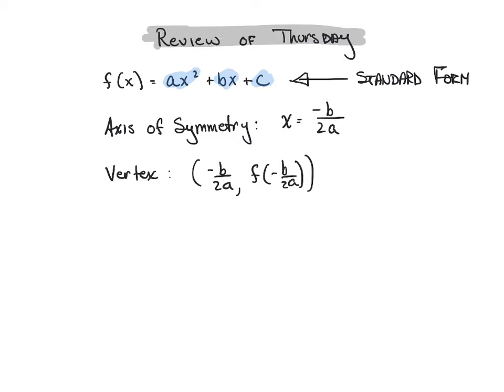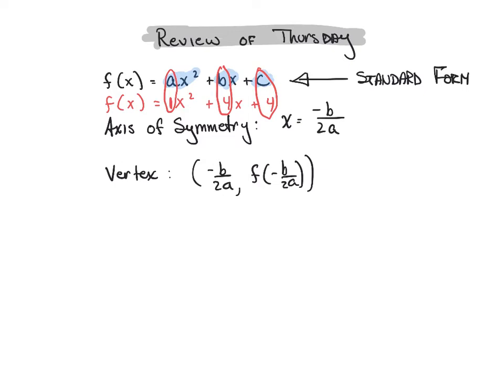And a couple things we talked about is that if you're given an equation in standard form, for example, if you were given the function f of x equals x squared plus 4x plus 4, we could identify that a is the number in front of x squared, so a is 1, b is 4, and c is 4.